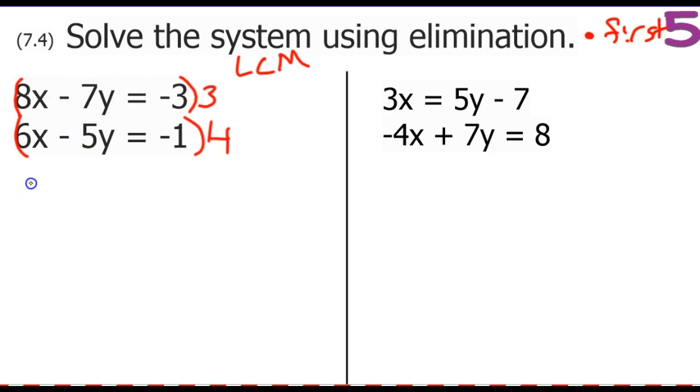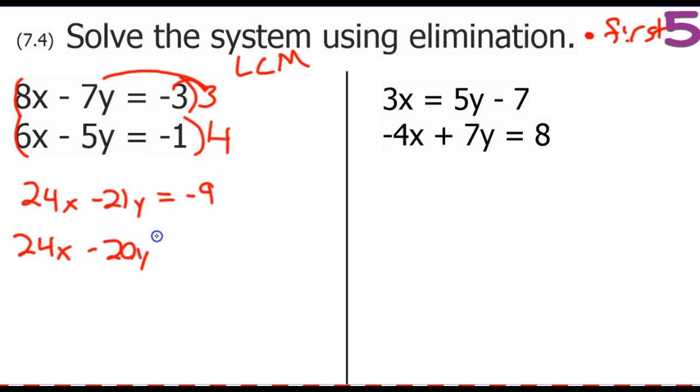So 3 times 8x gives us 24x. 3 times a negative 7 gives us negative 21y. And 3 times negative 3 equals a negative 9. Now 4 times 6x gives us 24x. 4 times negative 5 is negative 20y. And 4 times negative 1 gives us a negative 4.